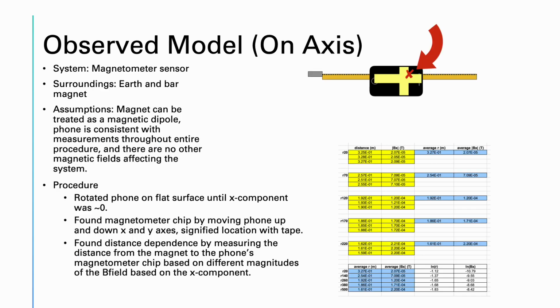So the first part of the experiment was to determine the power of the distance dependence on axis through using a magnetometer app. The system was the magnetometer sensor, and the surroundings were the Earth and the bar magnet. Assumptions were that the magnet can be treated as a magnetic dipole, the phone is consistent with measurements, and that nothing interfered with the magnetometer besides the bar magnet. And the procedure included rotating the phone on a flat surface until the X component was very close to 0 teslas, and marking locations along the X and Y axes with tape. Then the distance dependence was found on different magnitudes as seen in this picture.